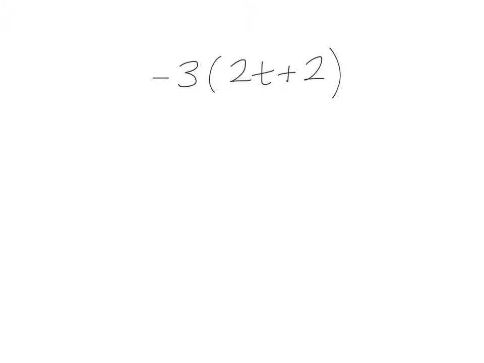Okay, in this third example, here we've got a negative in front of the bracket, but we still just follow the same process. The number in front of the bracket multiplies everything inside the bracket. The only difference is the number is negative. So, minus 3 times 2t. Minus 3 times 2 is minus 6. So we've got minus 6t.